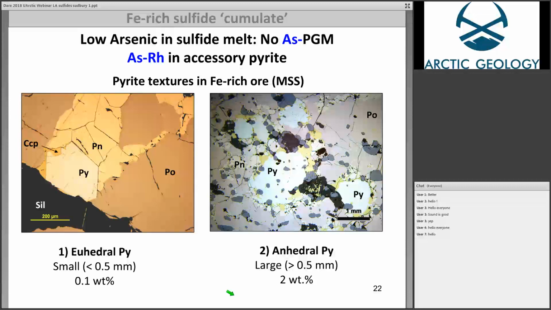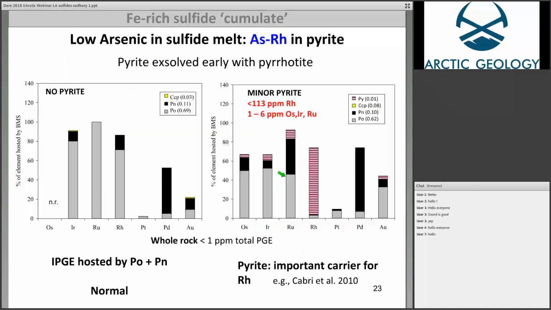Now, if we look at the low arsenic iron-rich ore from the north of Sudbury, where I said there's no arsenic-rich PGM, nearly all of the IPGE are hosted in the base metal sulfides. We found something a bit unusual: there was some pyrite, euhedral here on the left, very small, anhedral here on the right, very small amounts. Excess is really just accessory amount.